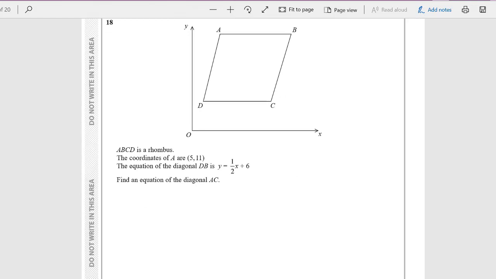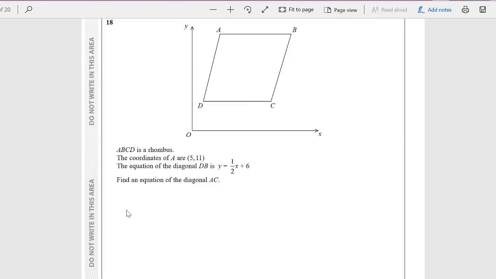Question 18. So ABCD is a rhombus. The coordinates of A are 5, 11. The equation of the diagonal DB is y equals half x plus 6. Find the equation of the diagonal AC.